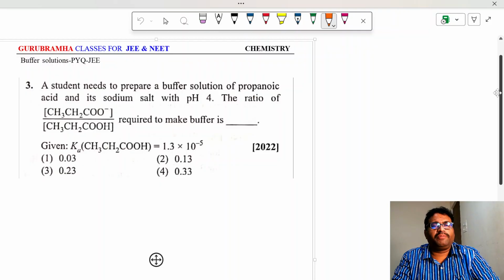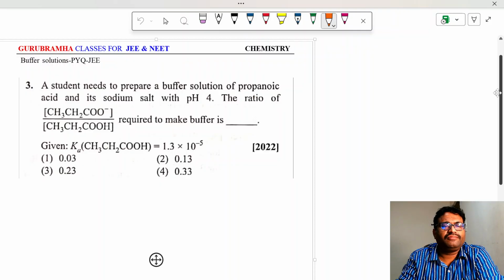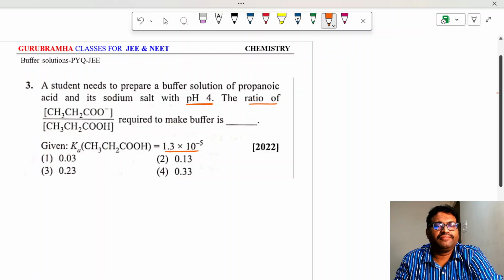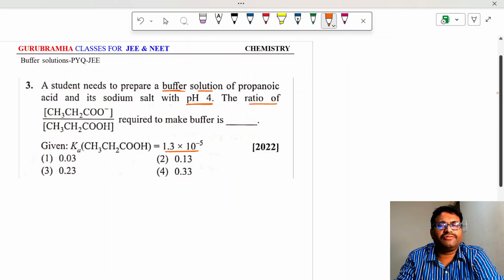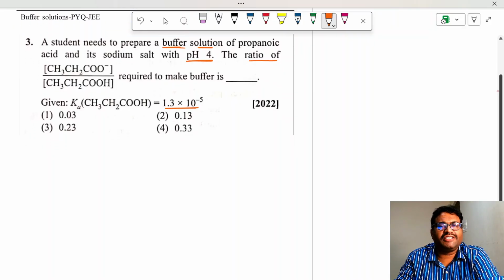A student needs to prepare a buffer solution of propanoic acid and its sodium salt with a pH of 4. The ratio of propanoate to propanoic acid required to make the buffer is asked. Ka is given as 1.3 into 10 power minus 5 for propanoic acid. So already it is mentioned that it is a buffer solution. Now let us see propanoic acid.